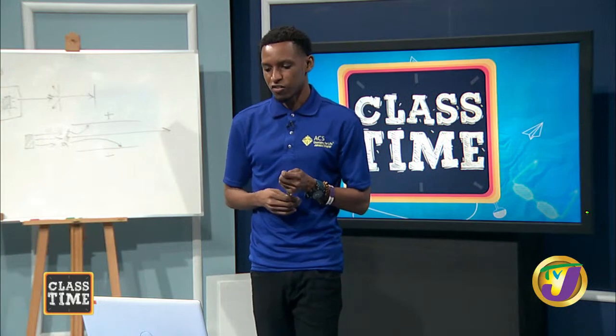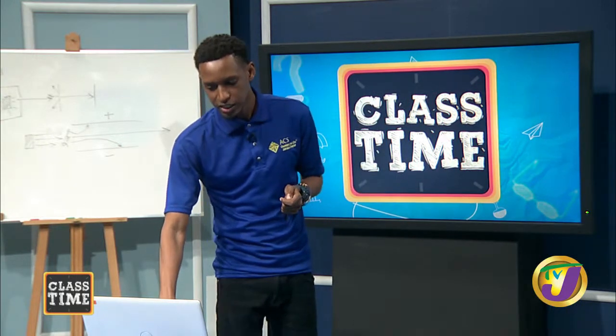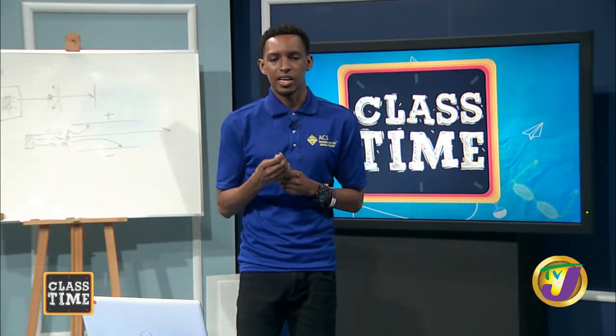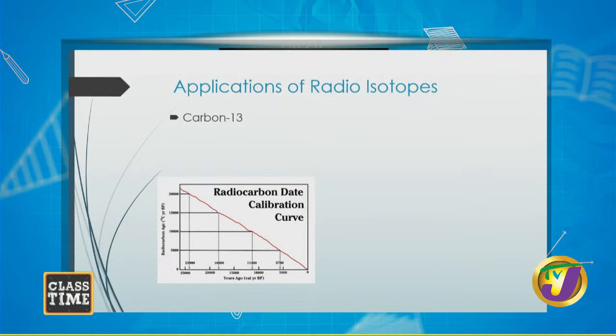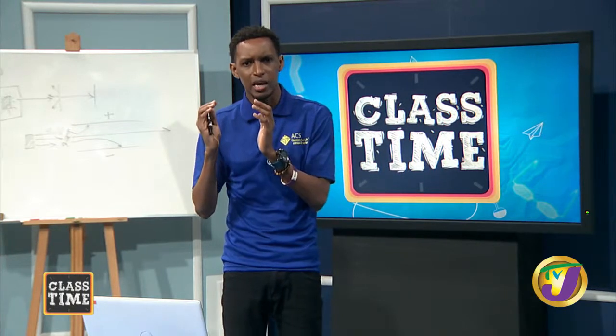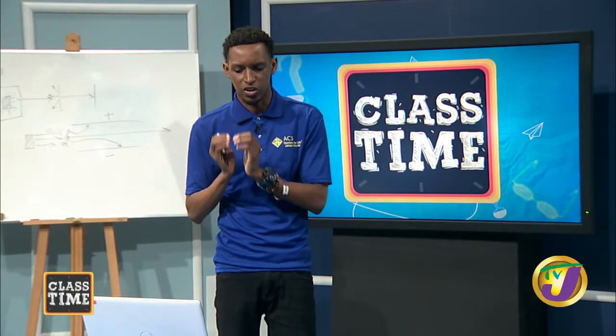Now, for the applications of radioisotopes, let's start with carbon-13. Carbon-13 is used in radiocarbon dating. A simplified view of how it works is that if you have a radioactive nucleus, it needs to give off energy. It needs to lose some of its mass because it has an excess of neutrons, right? So it would give off this mass in the form of alpha particles and beta particles. And at some point in time, it would halve its mass, right?